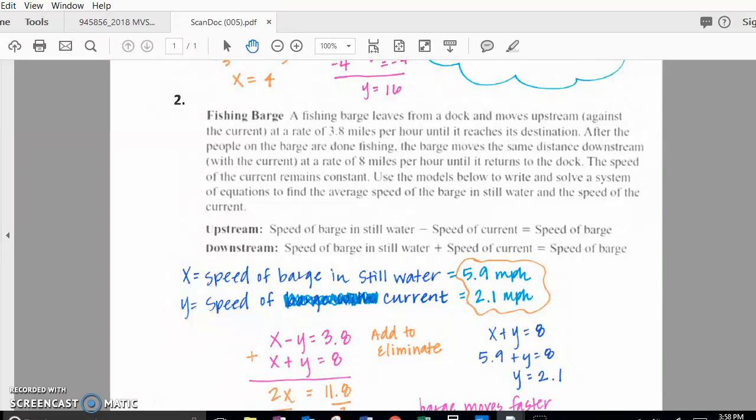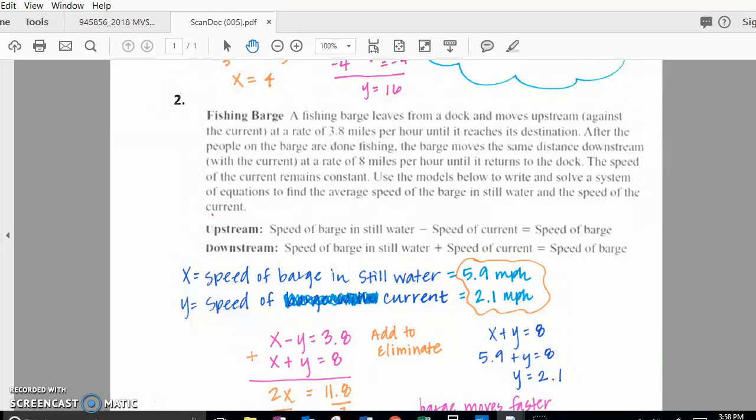So I'm going to let you go ahead and read the problem as it is, but you'll notice that the barge can go faster downstream when it's traveling with the current than when it's traveling against the current. So I'm going to say that x is the speed of the barge in still water and y is the speed of the current, because we need to figure out both of them.